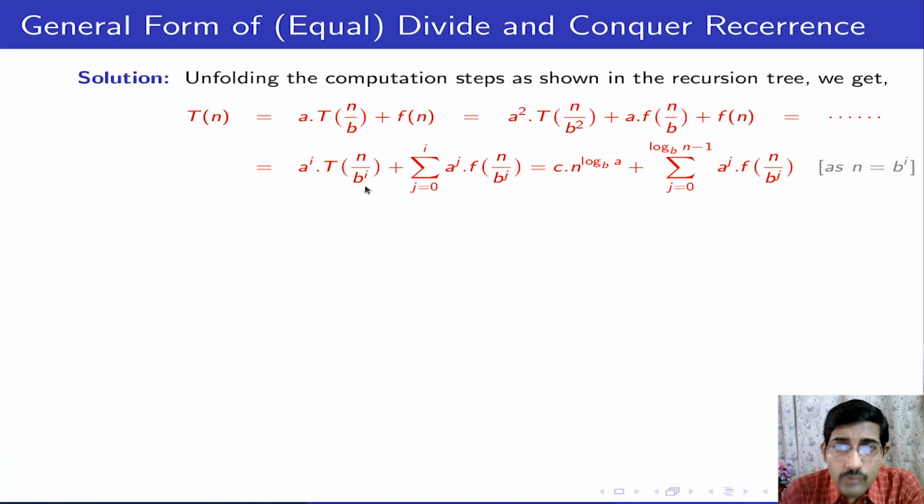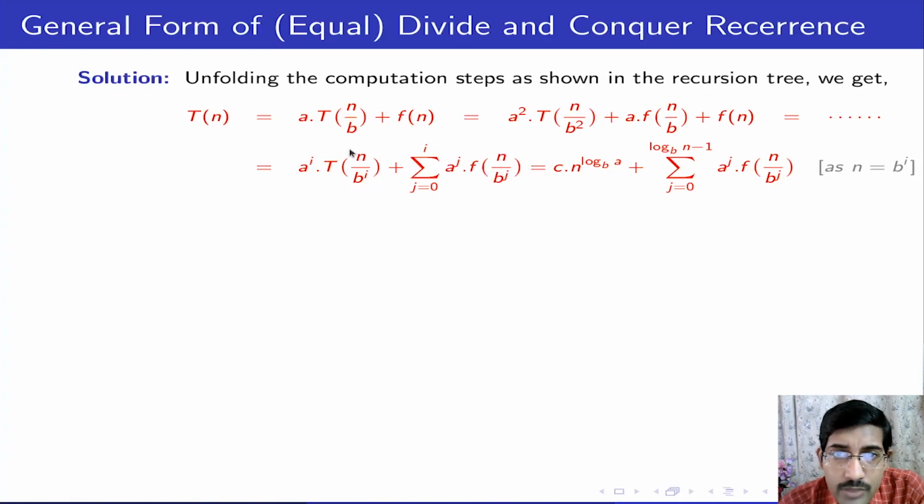In this way, if you go till b to the power i, where your base condition gets met, because n equals b to the power i, it will be a to the power i T(b to the power i). And all of them will be added up as the sum from j equal to 0 to i of a to the power j f(n/b to the power j). Because if j is 0, then it is f(n) only. If j is 1, it is a f(n/b) plus a squared f(n/b squared) plus a cubed f(n/b cubed), and so on.